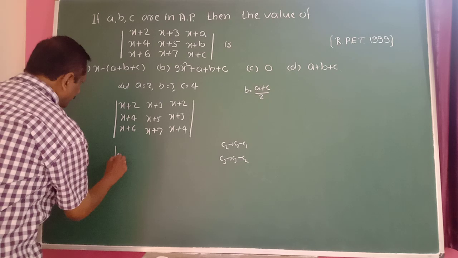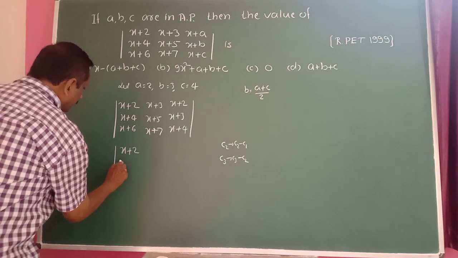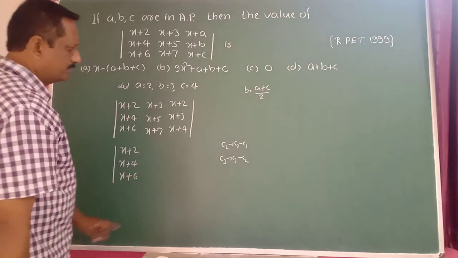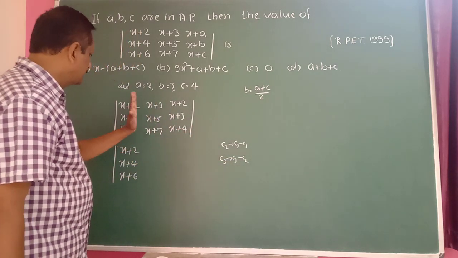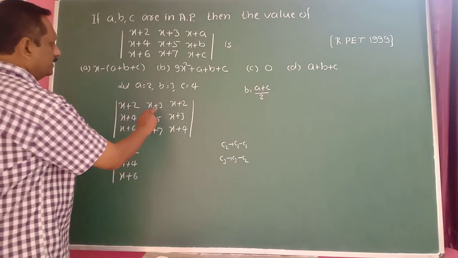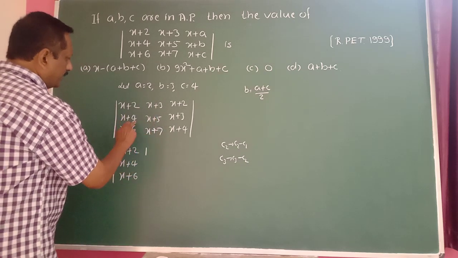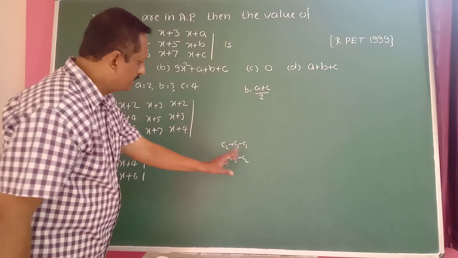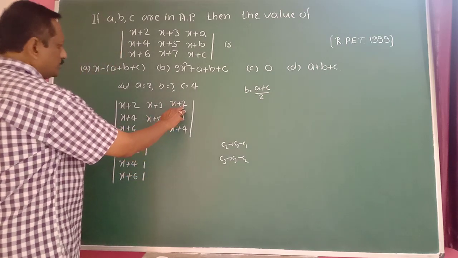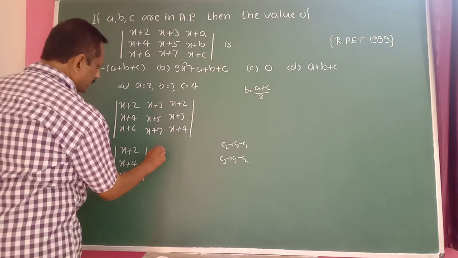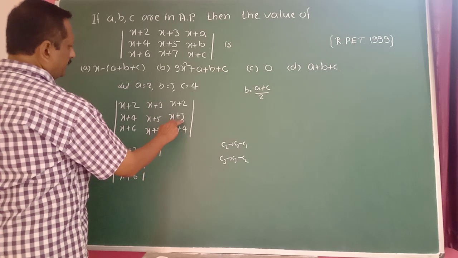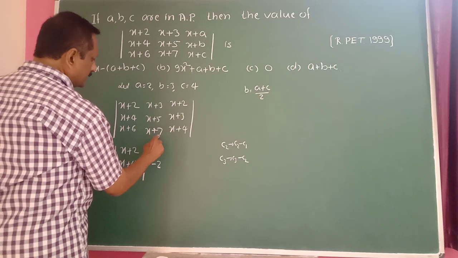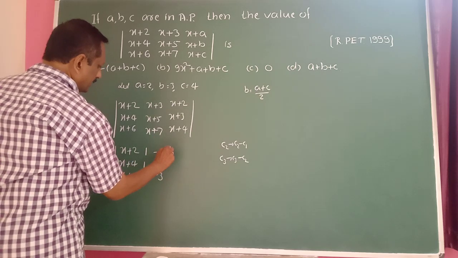Therefore the determinant of x plus 2, x plus 4, x plus 6 here. C2 minus C1 means this minus this here. The x cancels. 3 minus 2 gives 1, 5 minus 4 is 1, 7 minus 6 is 1. Then C3 minus C2 is this minus this here. So 2 minus 3 is minus 1, then 3 minus 5 is minus 2, so 4 minus 7 is minus 3.